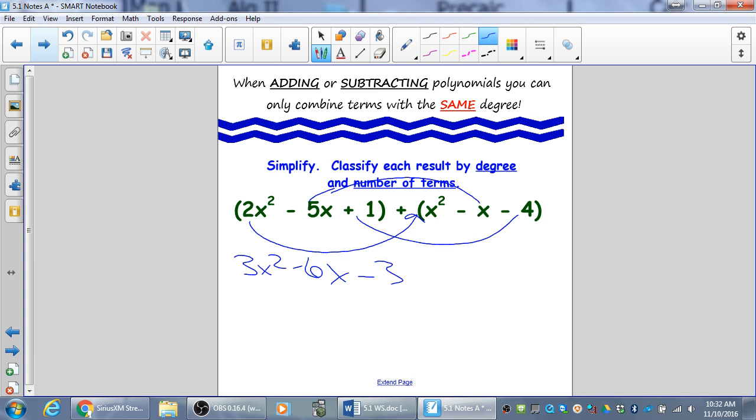Classify each result by degree. This is a quadratic. That's your parabola, right? Negative b over 2a, all that good stuff. And number of terms, trinomial. There are 3 terms, like a tricycle, trinomial.